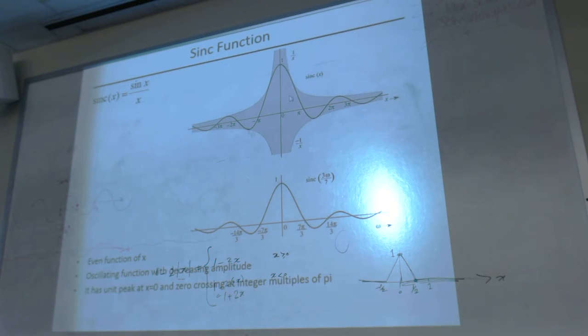So points to remember. For the sinc of x, exactly the first zero cross, we call it zero crossing.